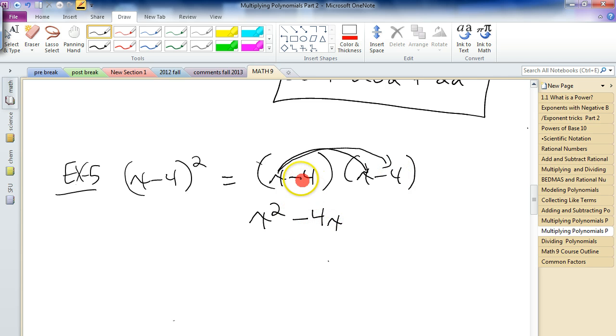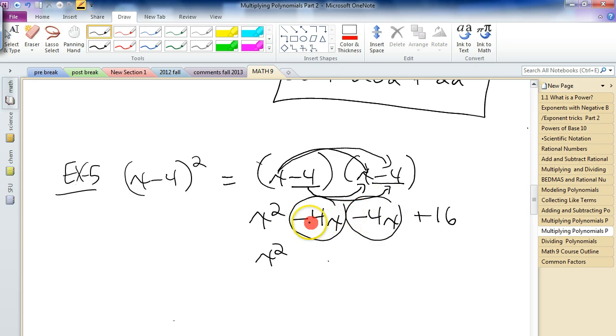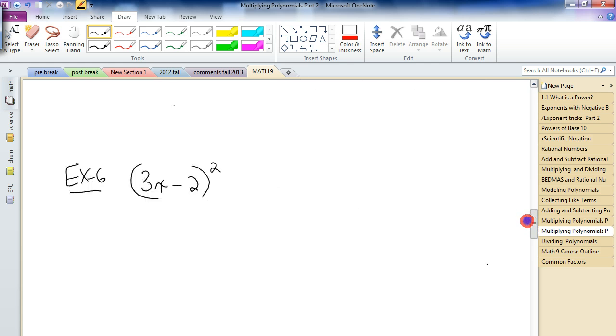And now we're doing the inside terms. Negative 4 times x is negative 4x. And negative 4 times negative 4 is positive 16. So you end up getting x squared, and then collect these two like terms. Be careful of the signs. You're down 4, you're down 4 more, you're down 8x plus 16. Could you have seen something there that could allow you to get that without doing the middle stuff? Not sure. How about this?